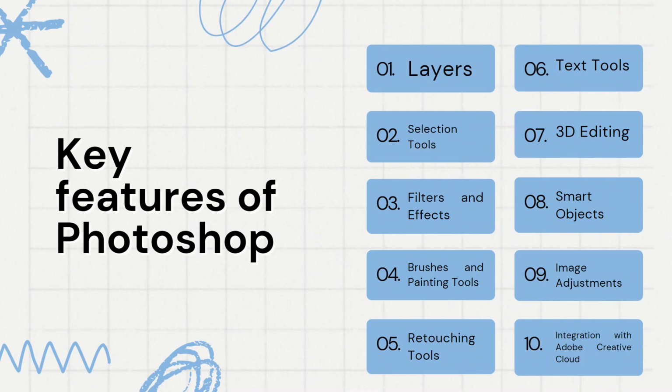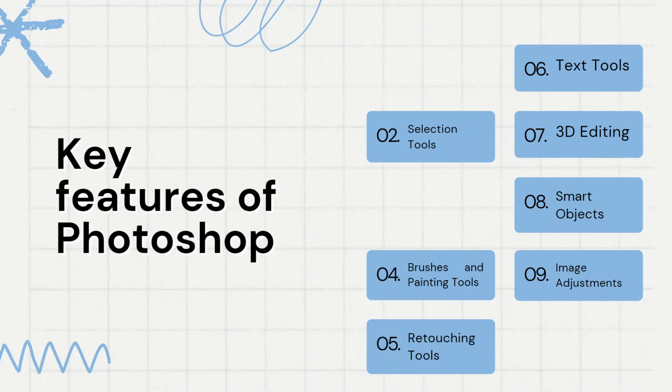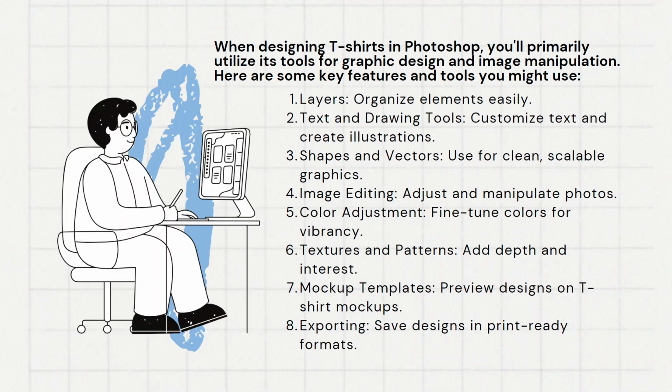So, what are the key features of Photoshop? Layers, selection tools, filters and effects, brushes and painting tools, retouching tools, text tools, 3D editing, smart objects, image adjustment, and integration with other Adobe Creative Cloud software from Adobe Inc. When designing t-shirts in Photoshop, you'll primarily utilize its tools for graphic design and image manipulation. Here are some key features and tools which you might use specifically for t-shirt design.